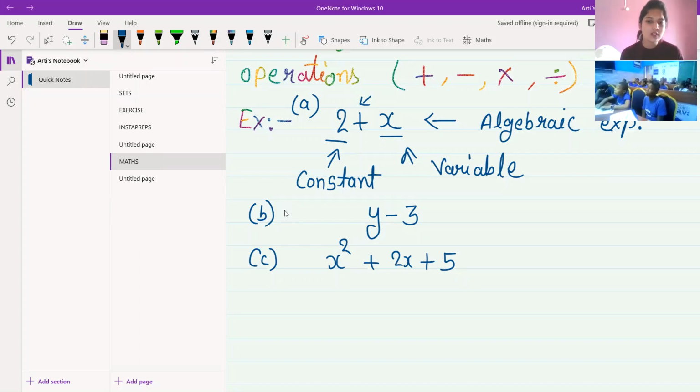So now, did you get it? So these all are examples of algebraic expressions. For example, x plus y minus z. This is an algebraic expression. Did you get it? What is an algebraic expression? An algebraic expression is the combination of constants and variables joined by basic mathematical operations.